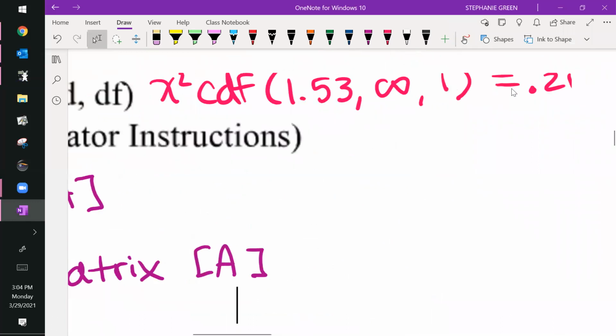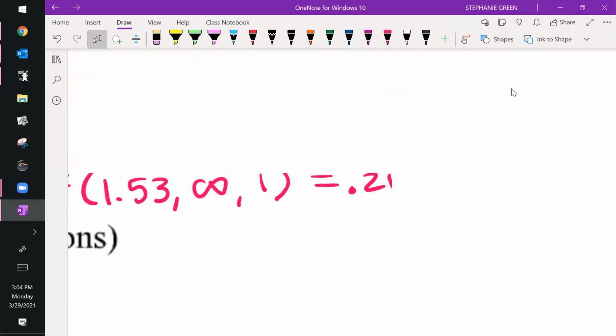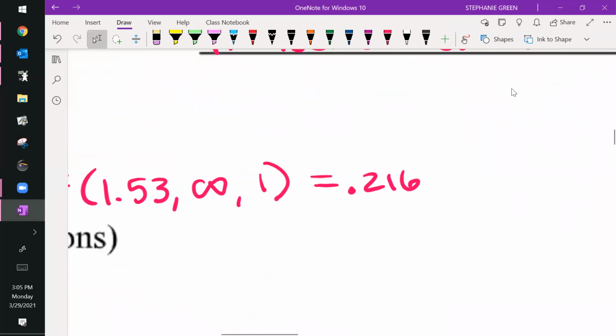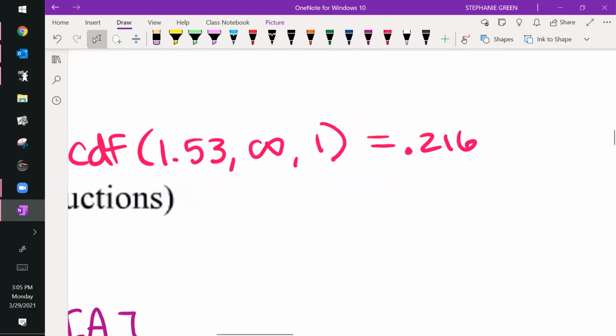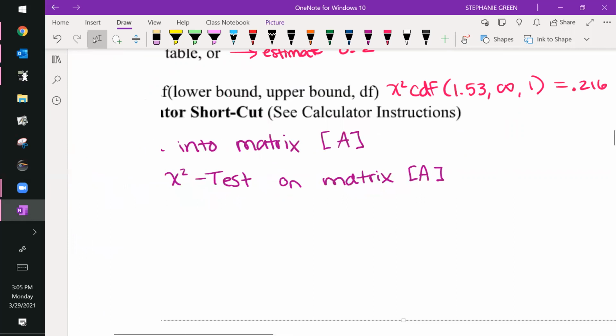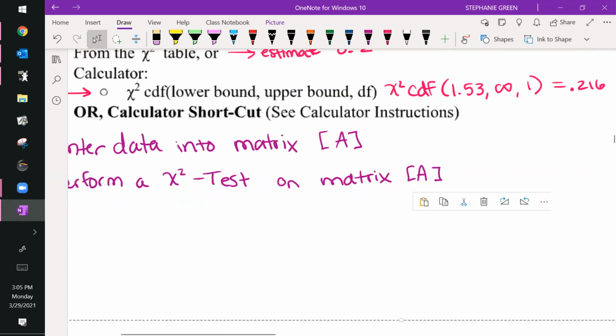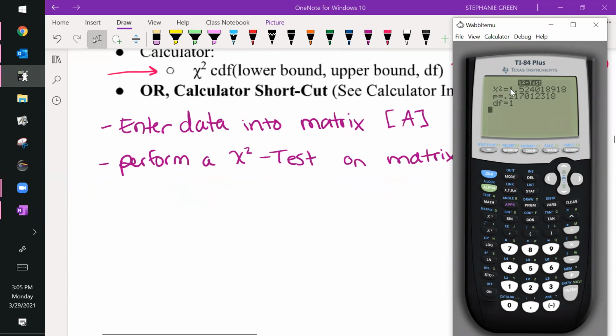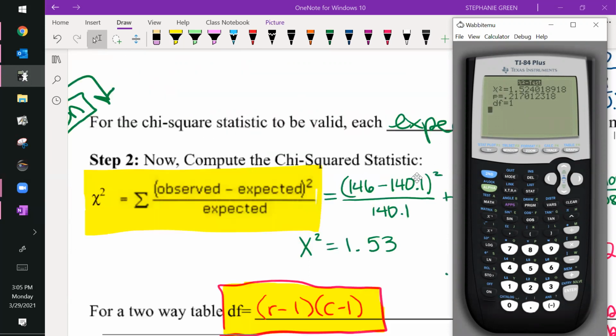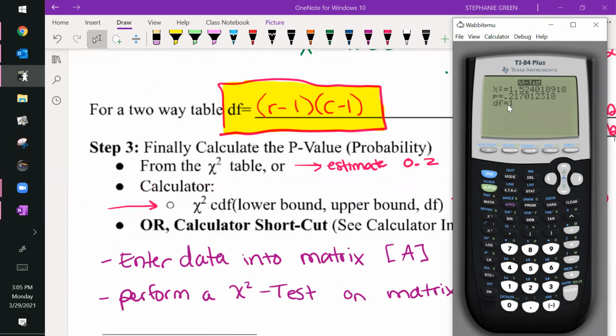My p-value up here, we said it was 0.216. Oops. There we go, 0.216. And my calculator's a little bit different, a little more accurate. And my degrees of freedom, just like we had, was 1. Look at all my information there, all at once. So not only did it calculate my p-value for me, it also calculated my chi-square statistic for me. So I didn't need to do any of this math in step 2 or in step 3. And it also calculated my DF for me.